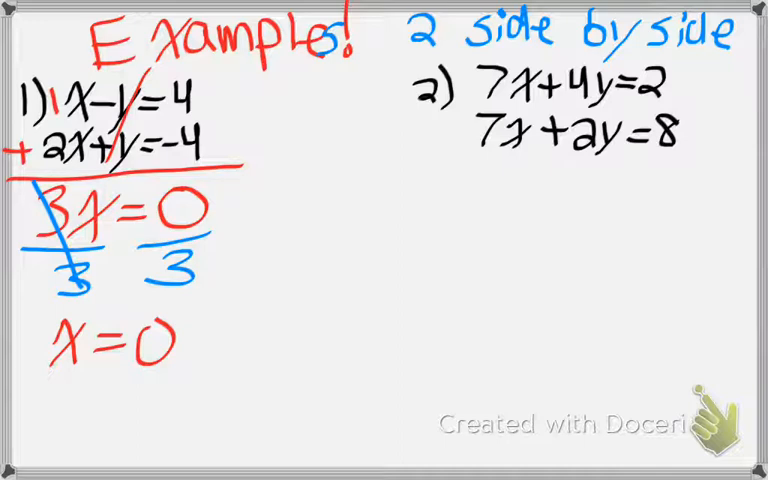But now, this is important. This is a common mistake people make. When you do the subtraction sign, I highly suggest you put parentheses around it. So you remember, it's subtract for everything. So 7x minus 7x is 0. In other words, poof, it's gone.